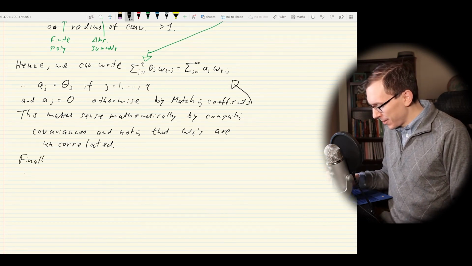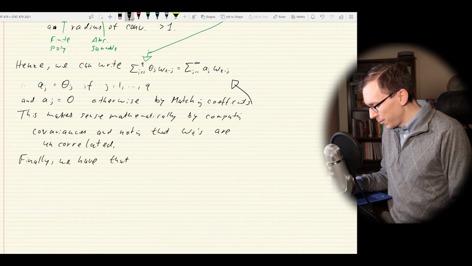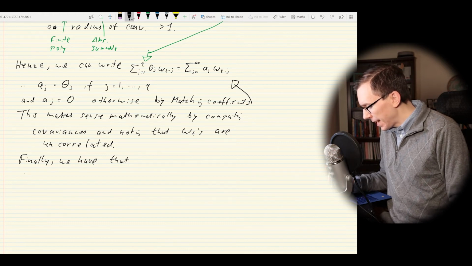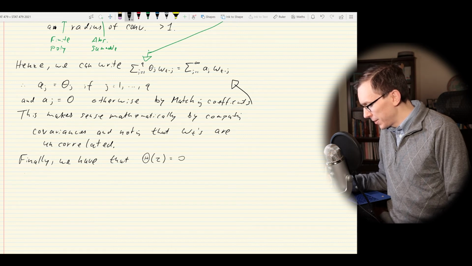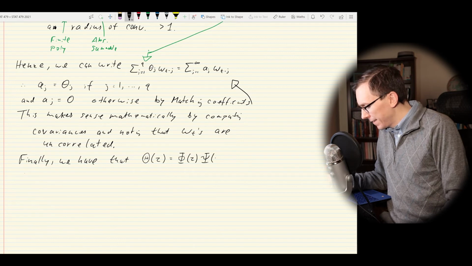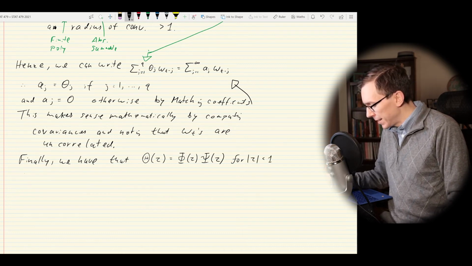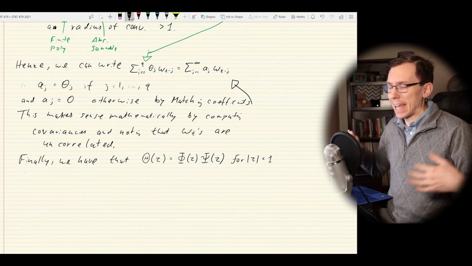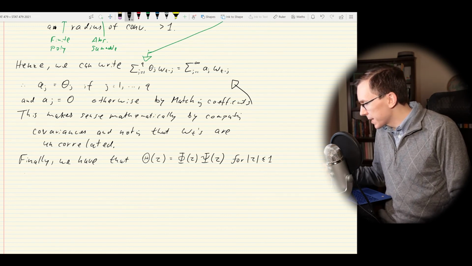That means, therefore, finally, we have that capital theta, the polynomial in Z, just happens to equal capital phi Z times capital psi Z. Cool. And this is, I should say, for Z within the radius of convergence, but we'll just say less than 1 because we know the radius of convergence has to be at least 1. Well, I guess I can say less than or equal to 1 to be precise.